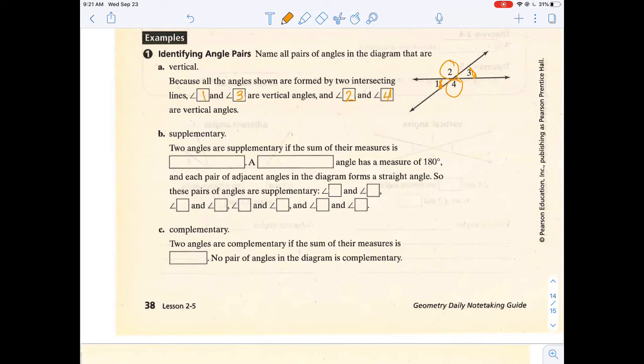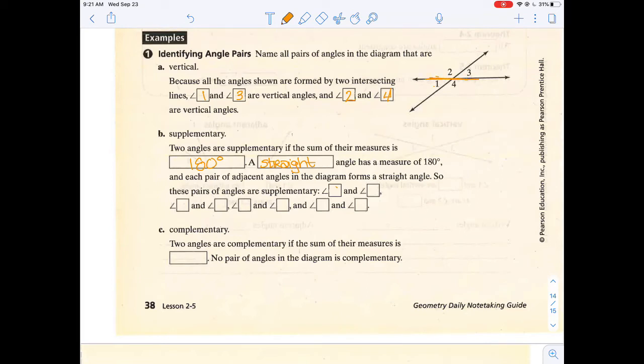Supplementary angles. Two angles are supplementary if their measure is 180. A straight angle has a measure of 180 degrees, and each pair of adjacent angles in the diagram forms a straight angle. So, these pairs of angles are supplementary. So, we need the ones that form a straight line. So, right here, I've got a straight line.